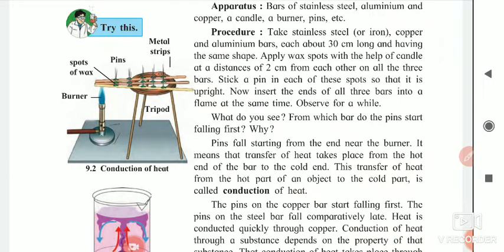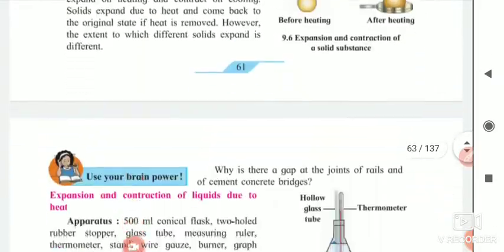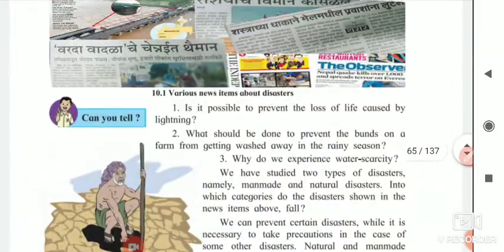Then the next experiment I told you is the conduction of heat. When we provide heat to one part of the rod, the heat flows, and the pins fall. You have to show me how the pins fall in the experiment.